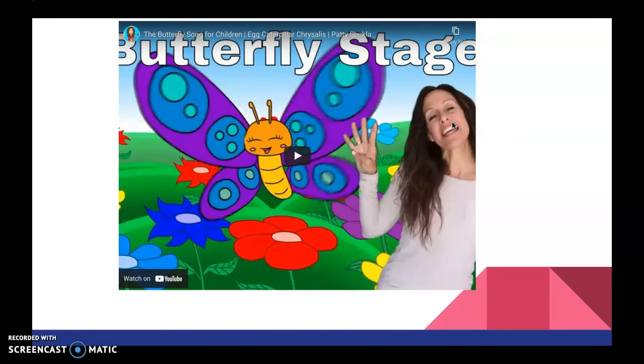We are going to sing a song, and this song is called The Butterfly Stages. So I want you to watch it first, and then we're going to sing it together. And all week while we study our butterflies, we're going to sing this song and learn it together. Listen up.